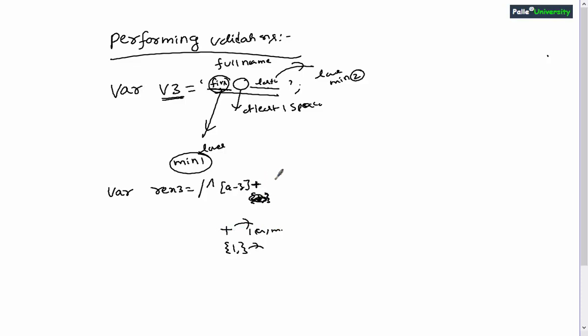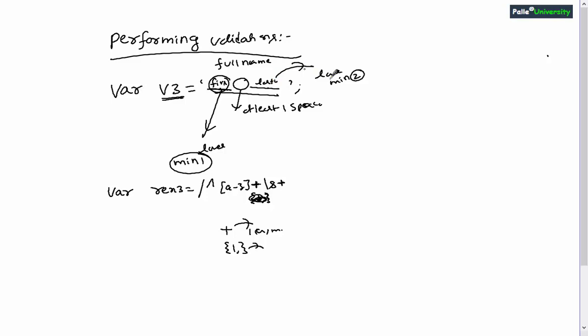After this, I want to check whether a minimum of one space is present or not. For checking space, obviously we will be using lowercase \s, right? So it can be a minimum of one space and the maximum can be any number. So obviously I will again write plus.